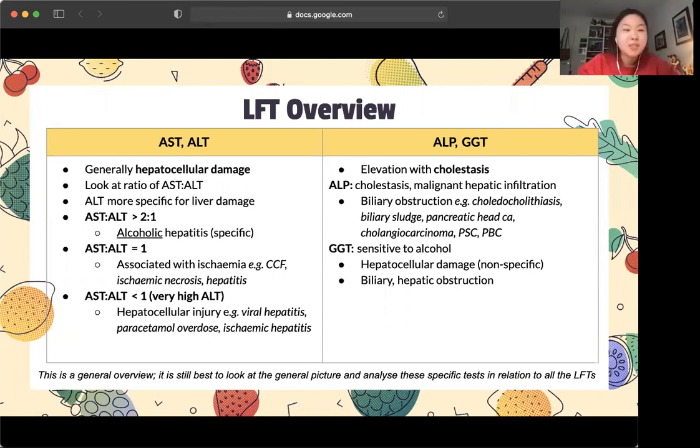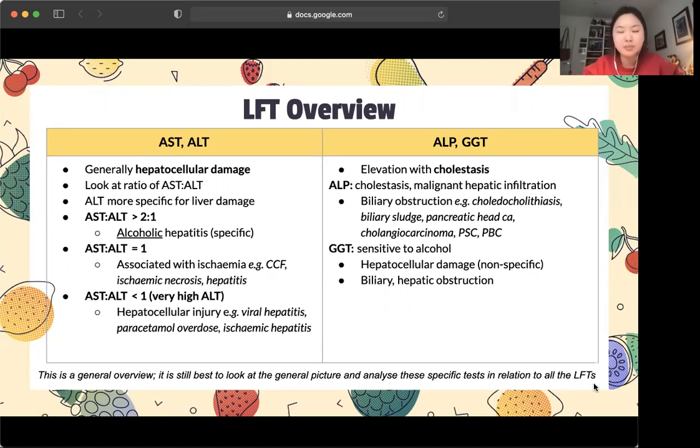I still haven't found my spot. So if the AST to ALT ratio is greater than 2, that's basically alcoholic hepatitis, and it's quite specific for that. If the ratio is equal to 1, that's generally associated with ischemia, such as congestive heart failure or ischemic necrosis hepatitis.